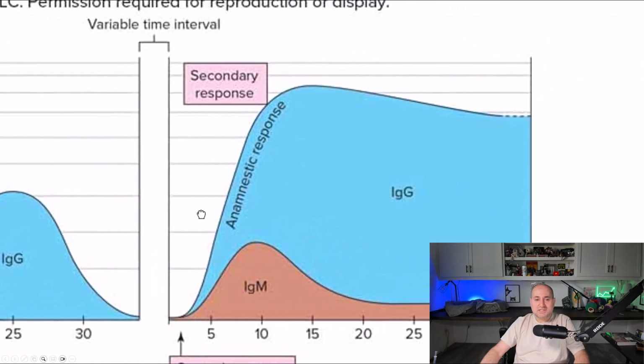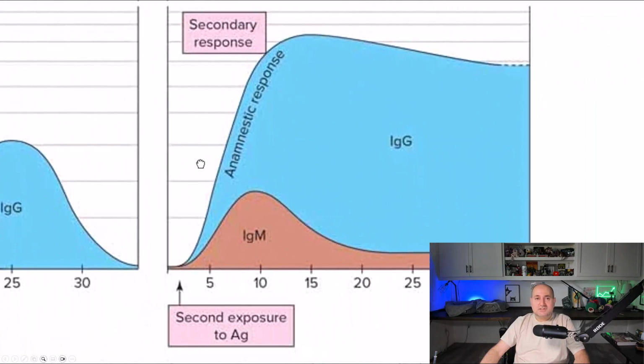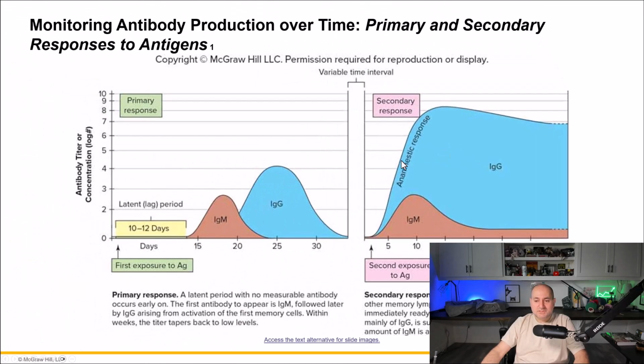But do you remember when I said that the second time you get exposed to the same virus, you're going to have a way more robust response? Because look at this. It only takes a couple of days in order to make a ton of antibodies against that virus the second time. And that's why you'll never even feel sick the second time most of the time.